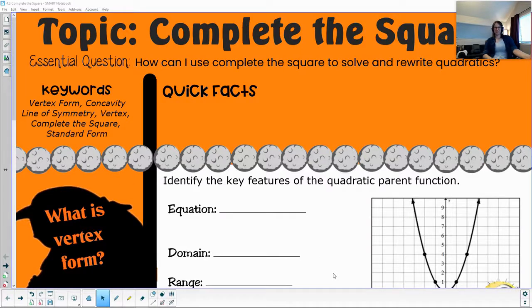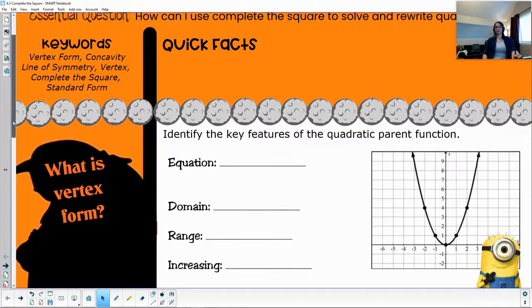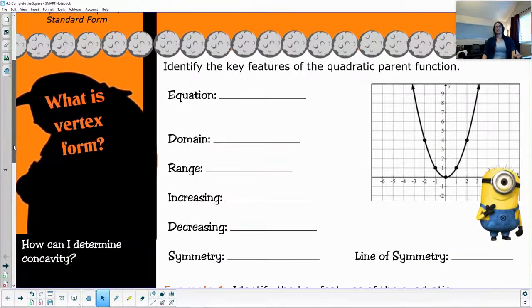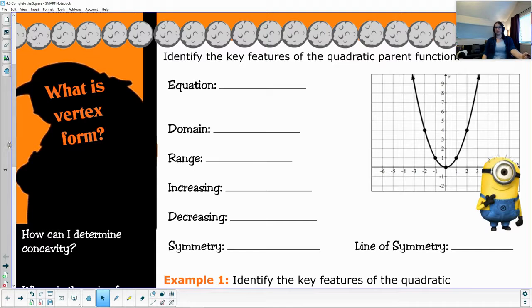Welcome to Completing the Square. So on here we're going to take a look at how to solve and rewrite quadratics in different kinds of forms. Luckily the first form you've already seen. So take a look at this first example and try on your own.